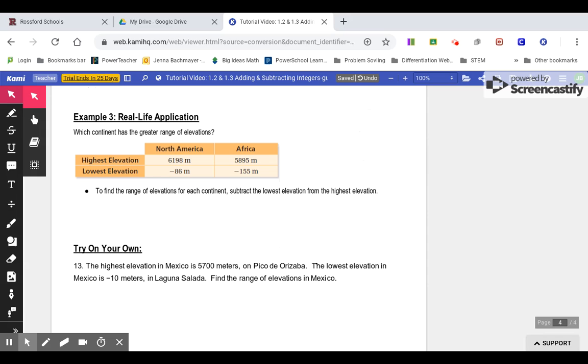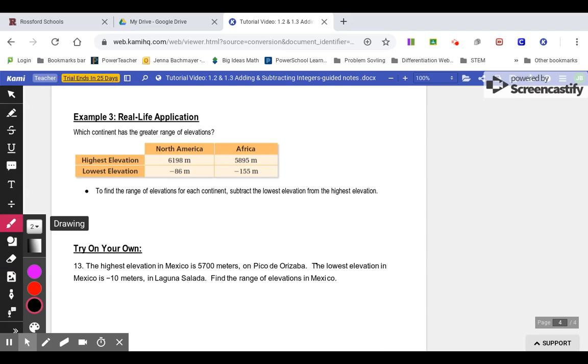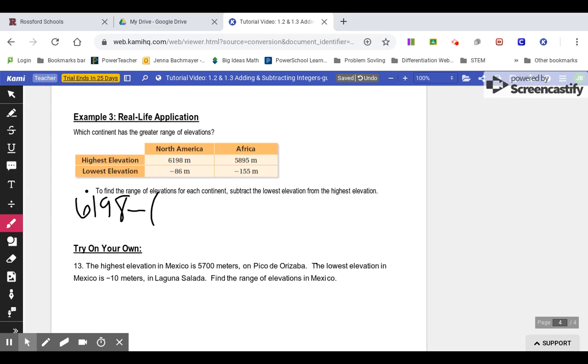This last example is a real-life application. It says, which continent has the greater range of elevations? To find the range of elevations for each continent, you want to subtract the lowest elevation from the higher elevation. So let's go ahead and do North America first. We have 6,198. It says subtract the lower elevation, and that is a negative 86. We'll do our keep, change, change. So now this is a basic addition problem. So I have 6,198 plus 86.